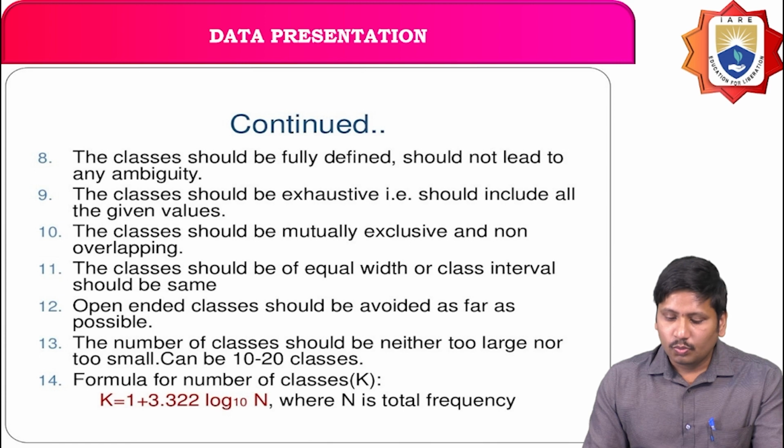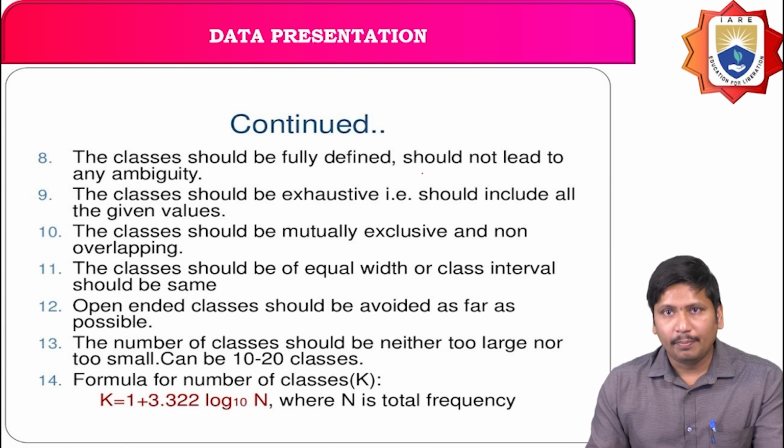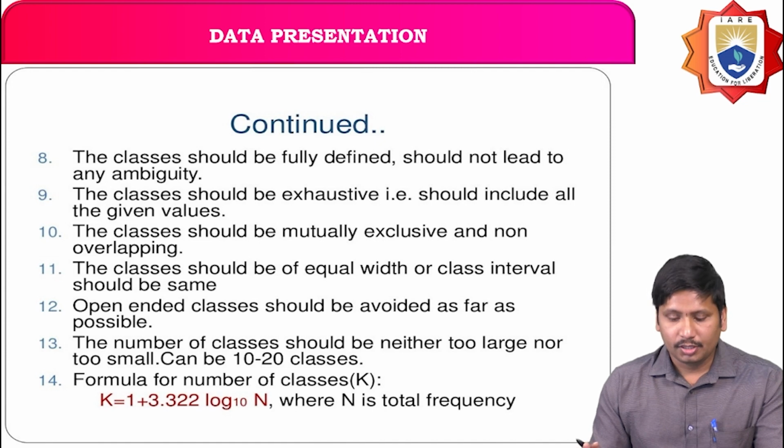And the classes that we are going to define should not lead to any ambiguity. So the ambiguity should not appear. Sometimes some tables may contain the same data. Suppose a table row has some data, and similarly table 101 also has the same data. So that ambiguity should not appear. Repetition should not appear.